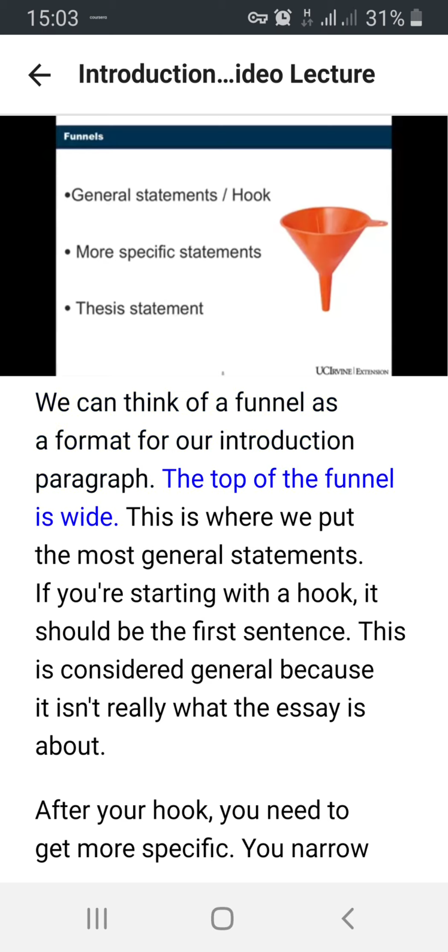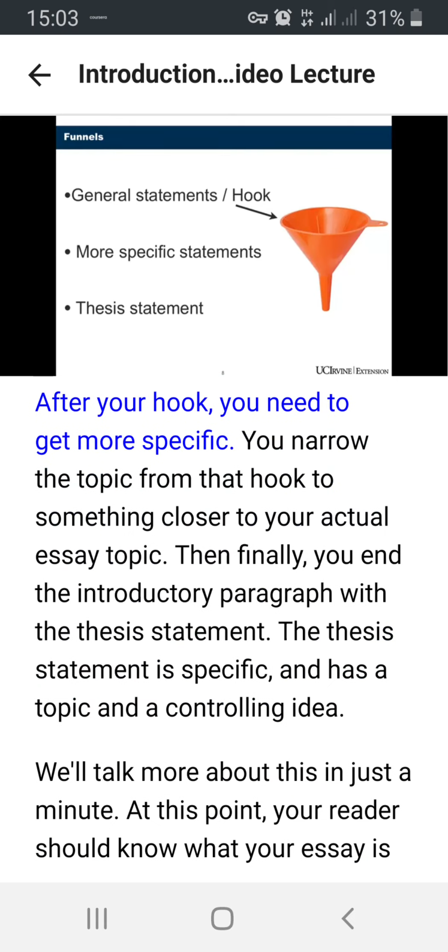The top of the funnel is wide. This is where we put the most general statements. If you're starting with a hook, it should be the first sentence. This is considered general because it isn't really what the essay is about. After your hook, you need to get more specific. You narrow the topic from that hook to something closer to your actual essay topic.